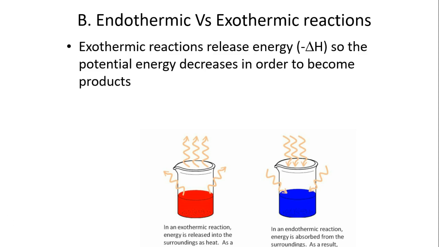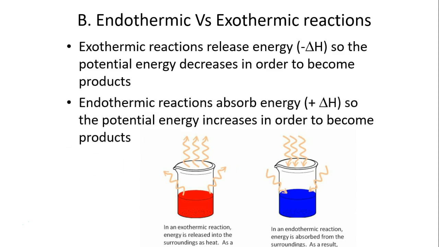Exothermic just means it is releasing energy, and so there's a negative change in the amount of heat energy that is within it because it released it. So the potential energy will decrease in order to become products. And endothermic is exactly the opposite. It has to absorb energy in order to become products. So there's an increase in the amount of energy. That's why you see a positive delta H.